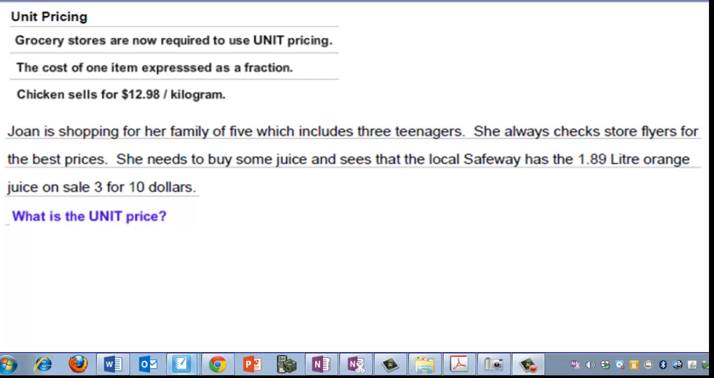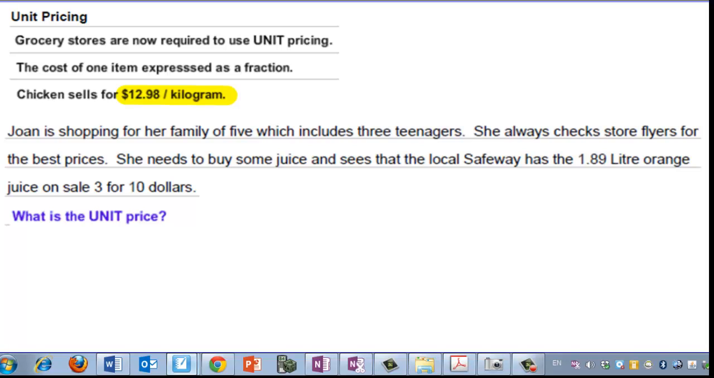Grocery stores are now required to use unit pricing. This is the cost of one item expressed as a fraction. For example, chicken sells for $12.98 per kilogram, or the cost for 1 kilogram of chicken. Here's an example of how we can calculate the unit price.